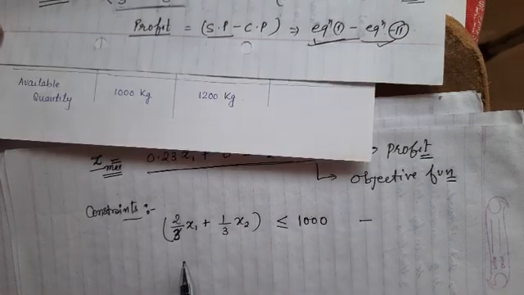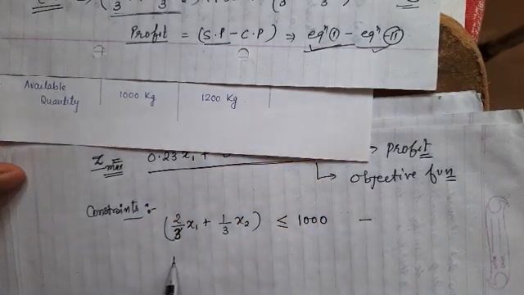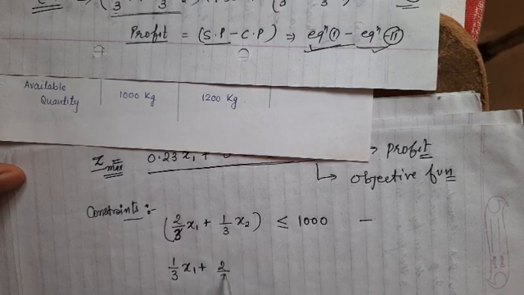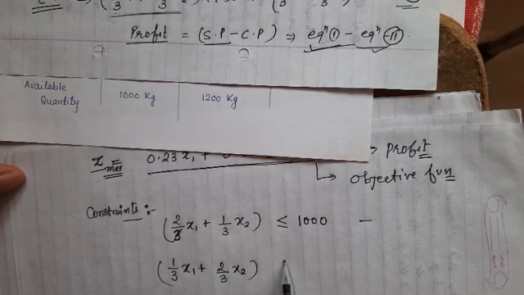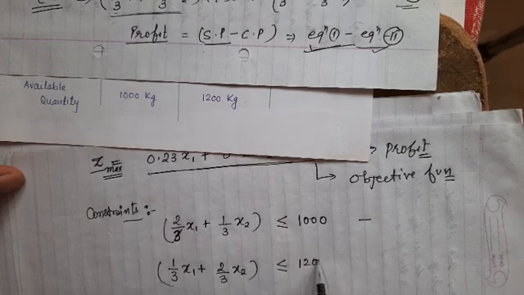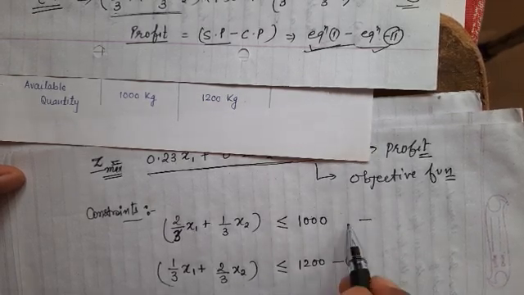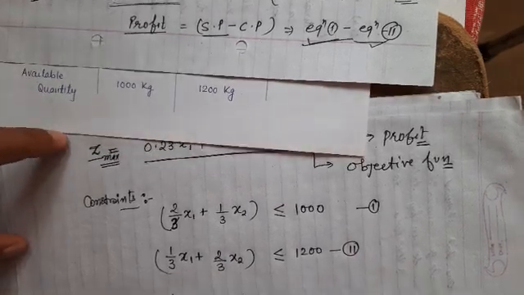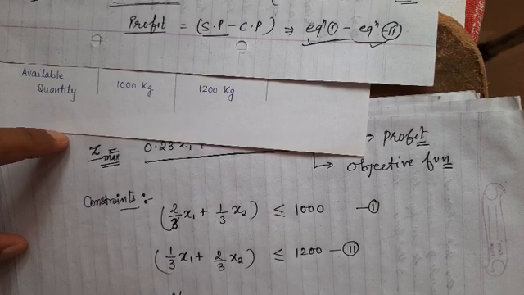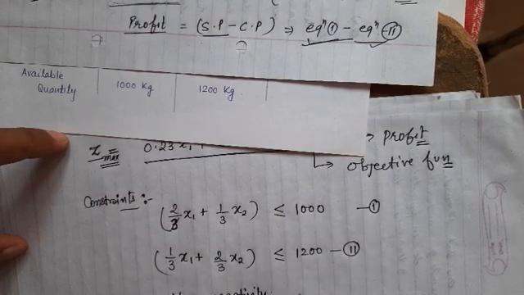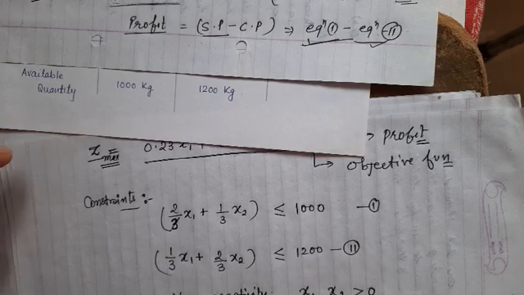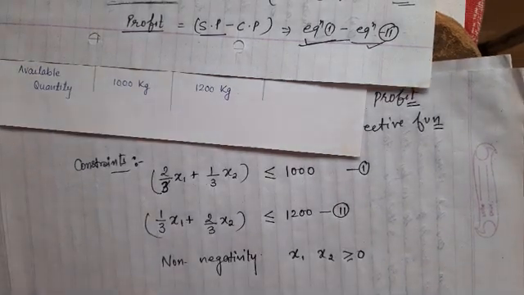Similarly, the constraint on the quantity of the barley will be 1/3 x1 plus 2/3 of x2, and it is less than or equal to 1200 kg. So this will be constraint 2. And finally, non-negativity constraints. That means the values of x1 and x2 will always be positive.